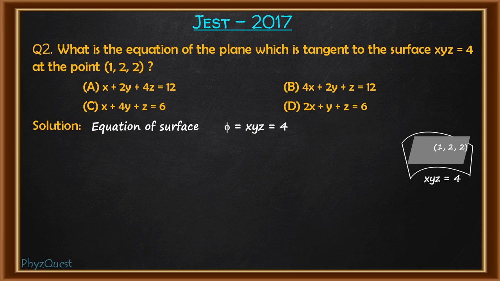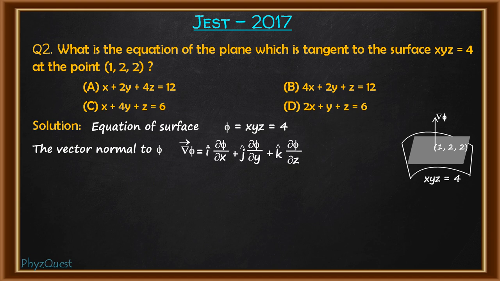Now the vector which is normal to phi, the surface, will be the gradient of the surface, that means the gradient of the equation defined for the surface. So the gradient of phi will give you the normal vector. Gradient of phi is equal to i cap del phi by del x plus j cap del phi by del y plus k cap del phi by del z, which upon putting xyz in place of phi gives yz i cap plus xz j cap plus xy k cap.